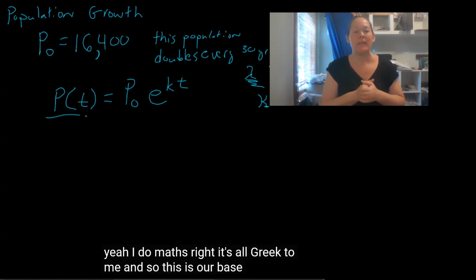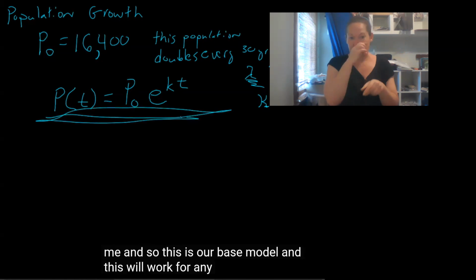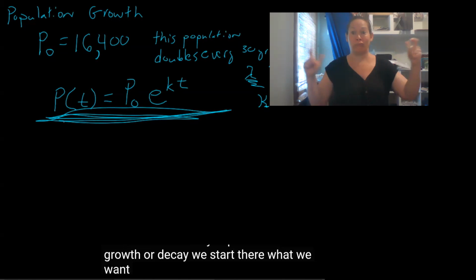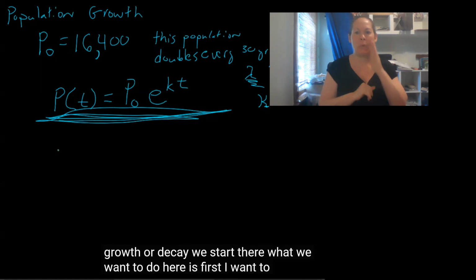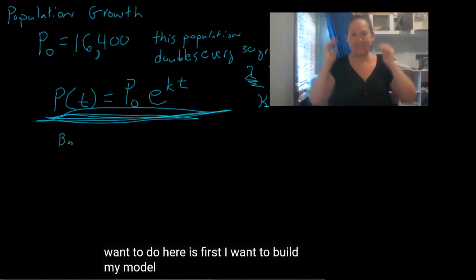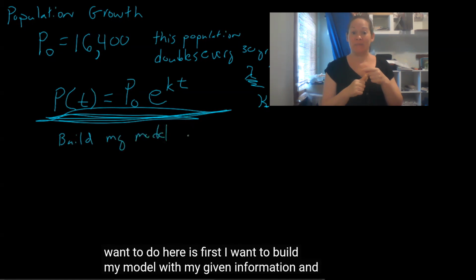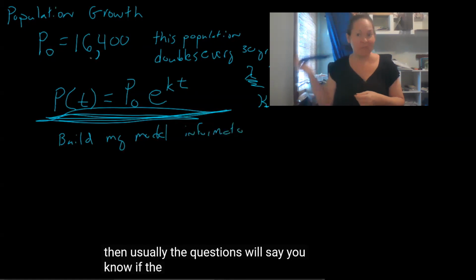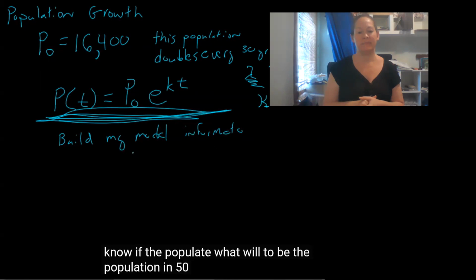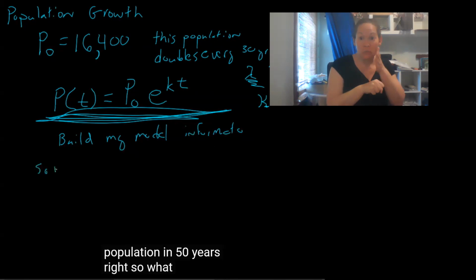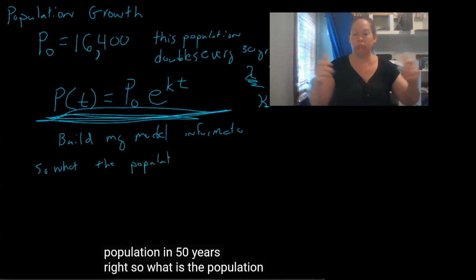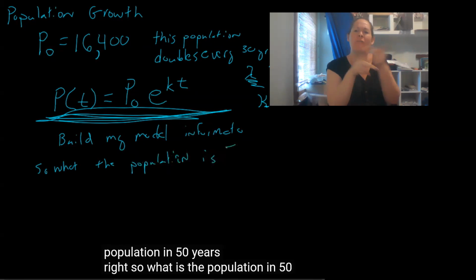And so this is our base model, and this will work for any exponential growth or decay. We start there. What we want to do here is, first I want to build my model with my given information. And then usually the questions will say, what will be the population in 50 years, right? So what is the population in 50 years?